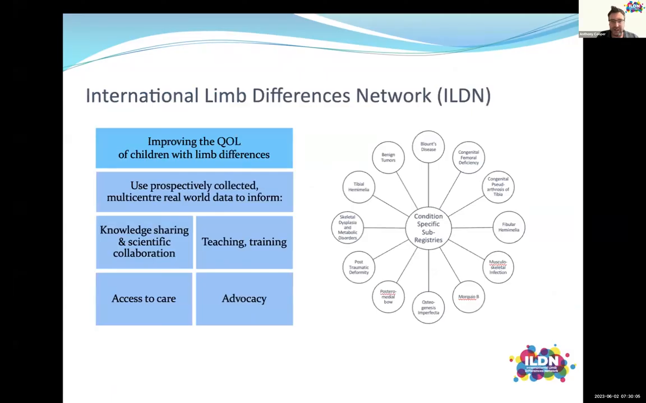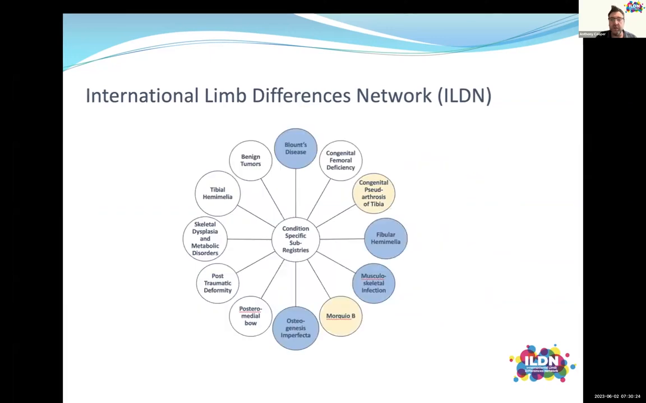So the International Limb Difference Network is a network designed to improve the quality of life of children with limb differences. And we use prospectively collected data from multi-center studies, multi-center real-world data to inform knowledge sharing, scientific collaboration, teaching, training, access to care, and advocacy. And we have multiple condition-specific sub-registries. Currently in production are ones for Blount's disease, fibula hemimelia, musculoskeletal infection, and osteogenesis imperfecta. And we have several more that have been already produced and running, which is a CPT registry and a Morquio B registry. The ones in white that you see here are ones that we are about to start.